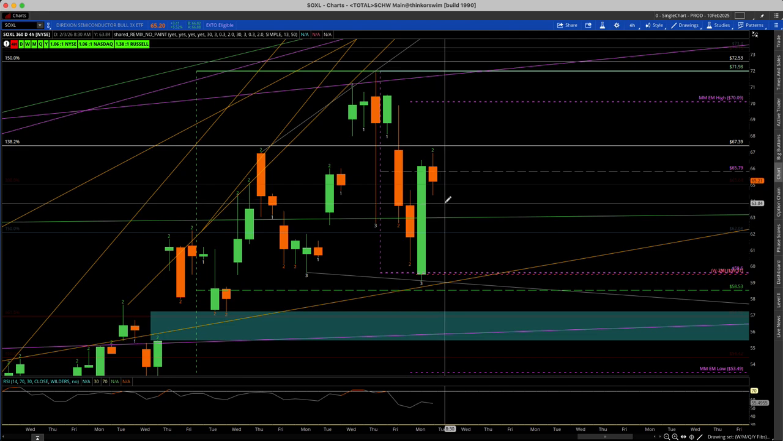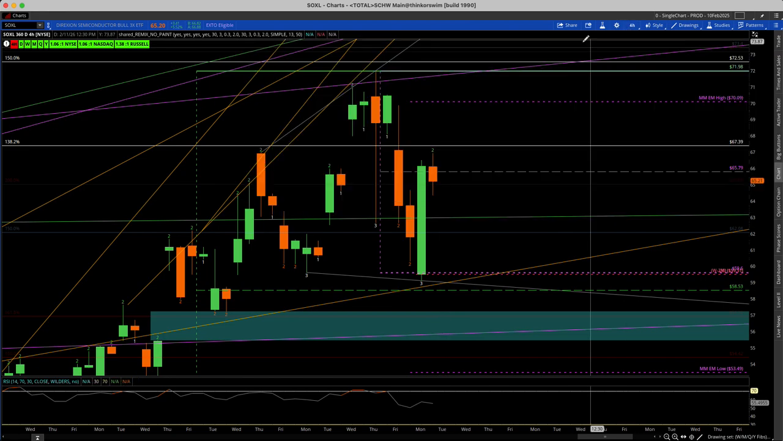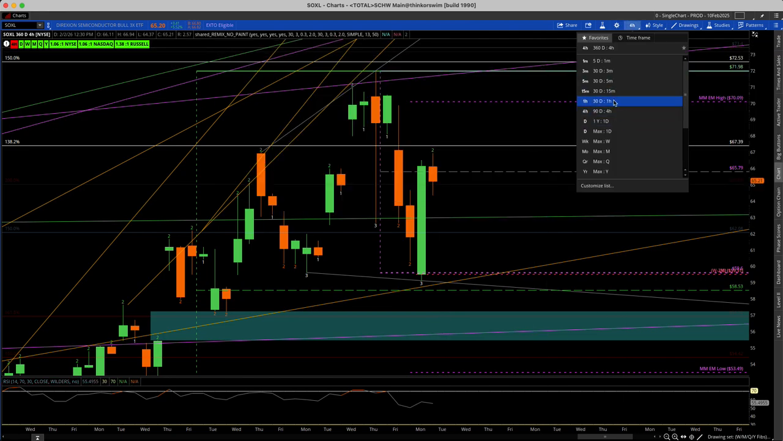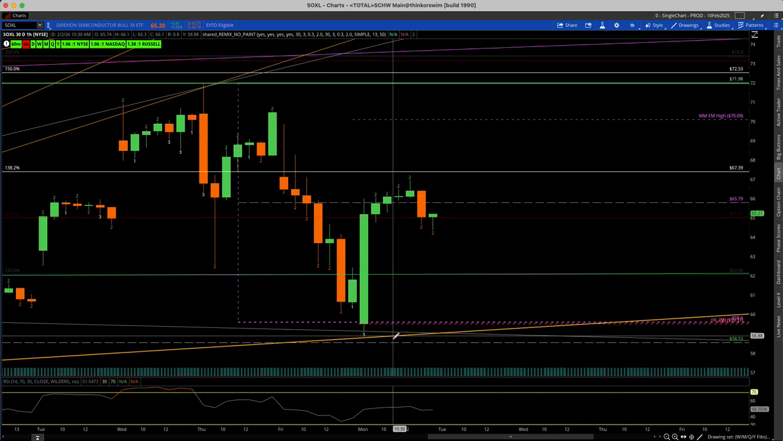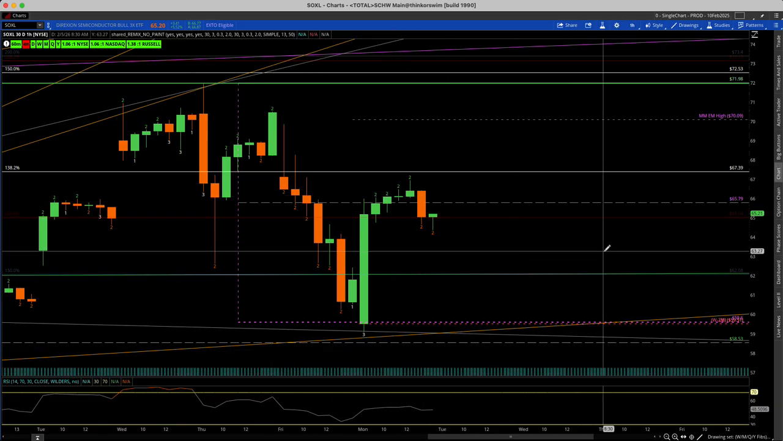Is it going to be set on the 4 hour? What happens on the 1 hour, even if we don't set a lower low, right? We made this lower high, but what if we don't make a lower low? Now we're looking at consolidation again.